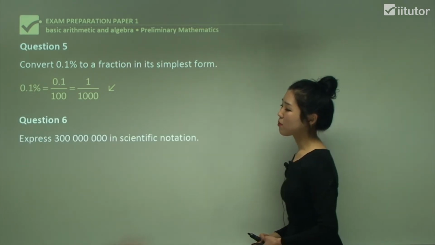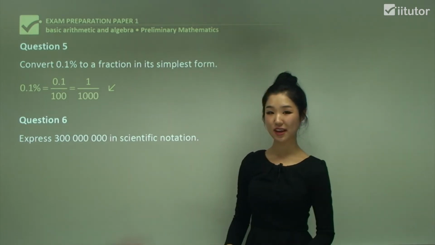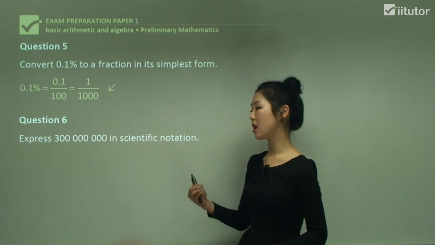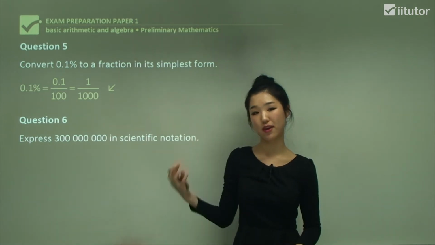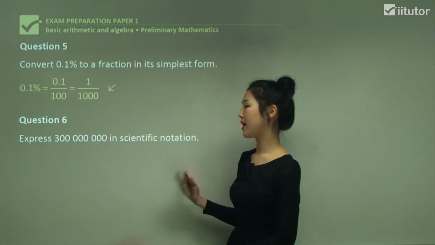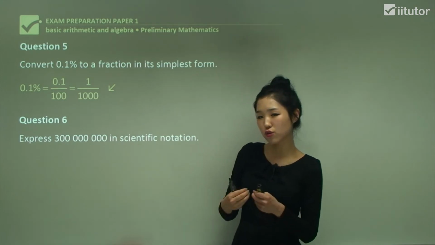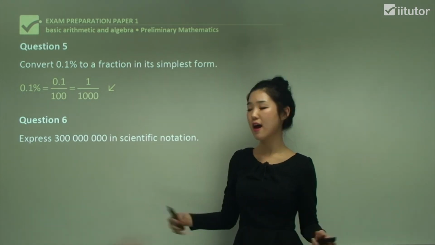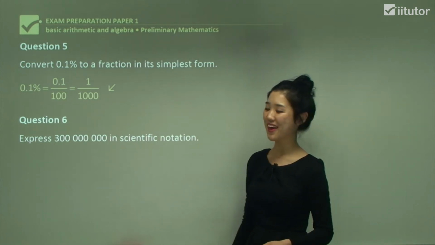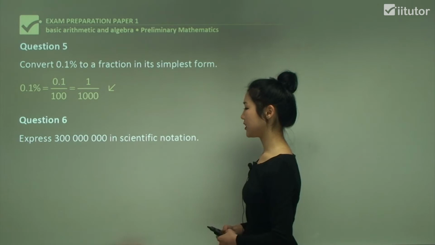Question 6. Express 300 million in scientific notation. Now you should all know that scientific notation is when I'm multiplying a number by 10 to the power of something. Okay? When the number gets too big, too massive, then I'd like to use scientific notation. Or vice versa, if the number is too small and there are so many decimal places, I like to use scientific notation. Okay, so this number is quite large, that's why I want to change it to scientific notation.